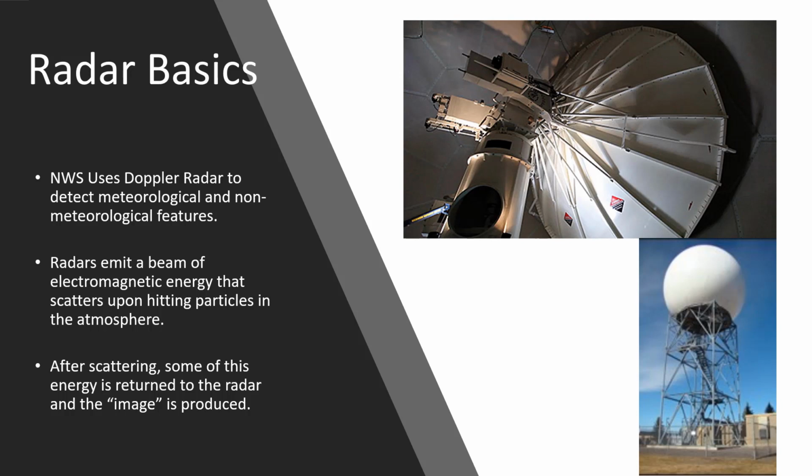Now moving on to radar basics. The NWS uses Doppler radar to detect meteorological and non-meteorological features. Radars emit a beam of electromagnetic energy that scatters upon hitting particles in the atmosphere. After scattering, some of this energy is returned to the radar and the image is produced. A radar tower is pictured on the bottom right. The radar sits on a pedestal so the beam doesn't hit the ground, trees, or buildings. Inside the dome is a dish. That's what emits the beam of energy.